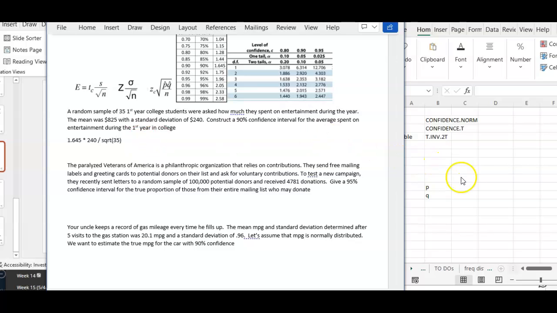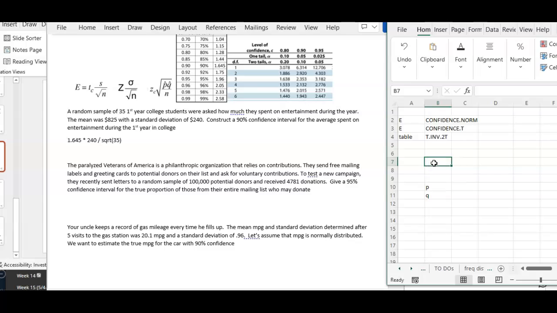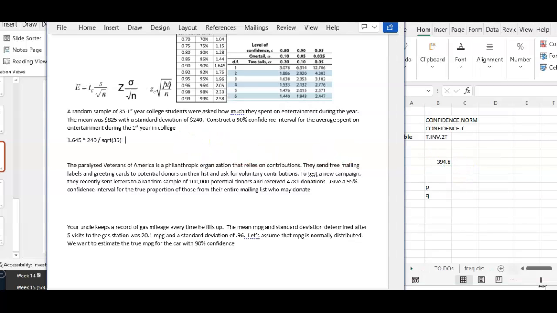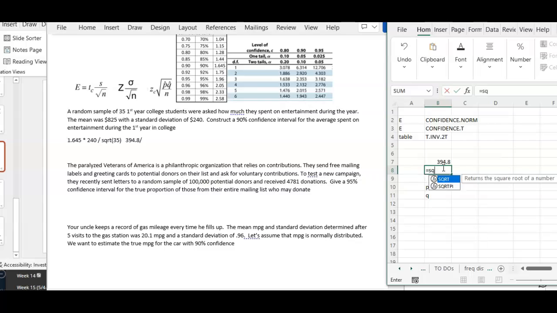So I'm just going to use Excel to do my math for me. The first thing I want to do is 1.645 times 240, and I forgot to put the equal sign in the front. I'm just typing that in, as you can see right here, and that gives me 394.8, and I'm going to divide all that by the square root of 35, and I can do that in Excel with equal square root of 35, and that's 5.916.